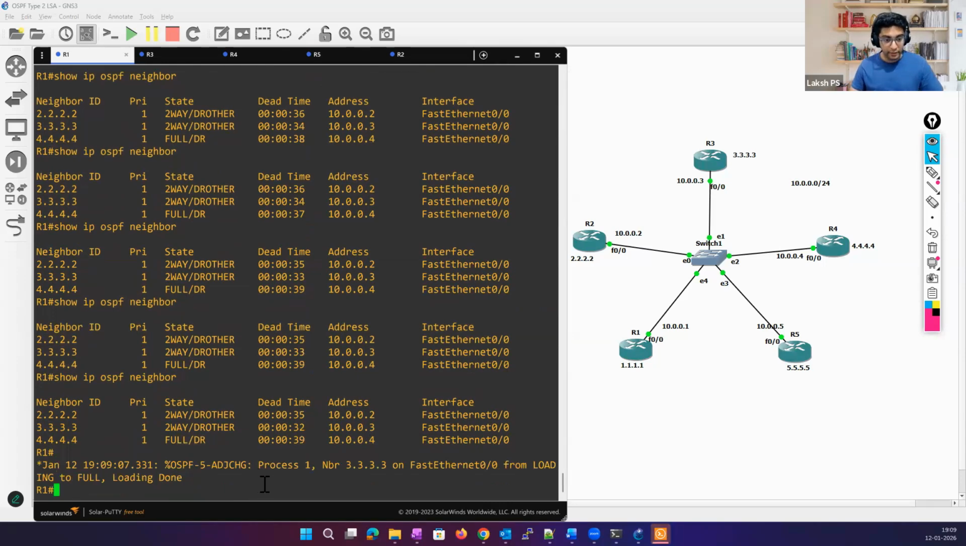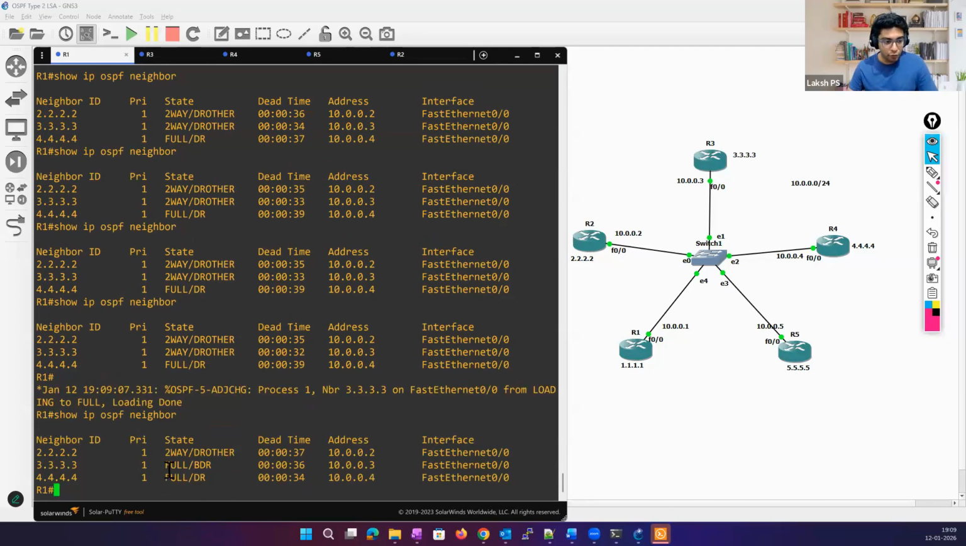And clearly you can see here that R4 has now become the DR. Earlier with R3 the state was two-way, but now once R4 has become the DR, R3 becomes the BDR, and with the BDR, R1 has formed a full adjacency. So R3 is now the BDR, R4 is now the DR. When there is no R5, R4 becomes the DR, and R3 becomes the BDR.